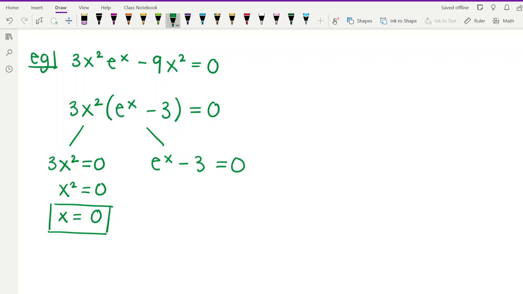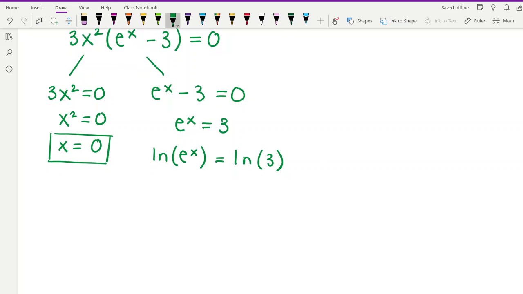So what about this one? E to the x minus 3 is equal to 0. So this one we're going to have to actually go back to the methods that we were talking about on the last page. So we want to start by isolating the exponential part. So that would mean e to the x is equal to 3. And then we want to take a logarithm of both sides. So in this case, we can take ln, and this we'll see is easier than the examples we did on the previous page, because ln of e to the x is just x. You could write it as x times ln of e, but remember, ln of e is just 1.